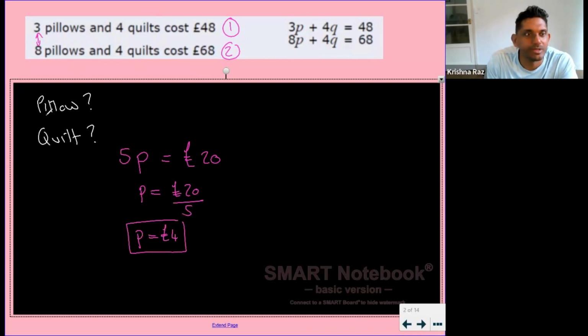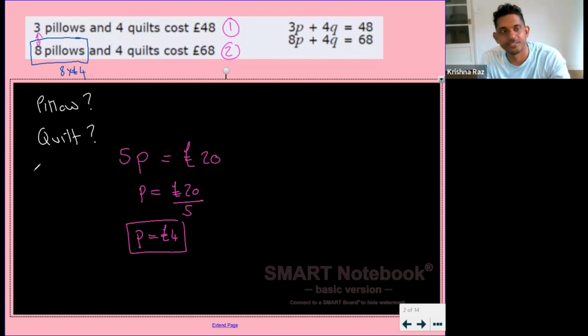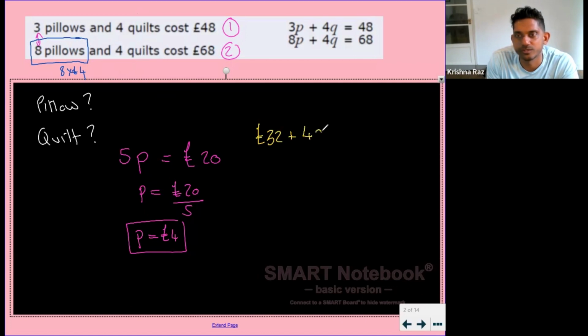Now I know the value of a pillow, I can substitute it back into either equation to figure out how much the quilt costs. So I've spent £4 on 8 pillows. So 8 times 4 is 32, well done. So that means £32 on pillows plus however much 4 quilts cost me will equal £68, which was the total I spent in equation 2.